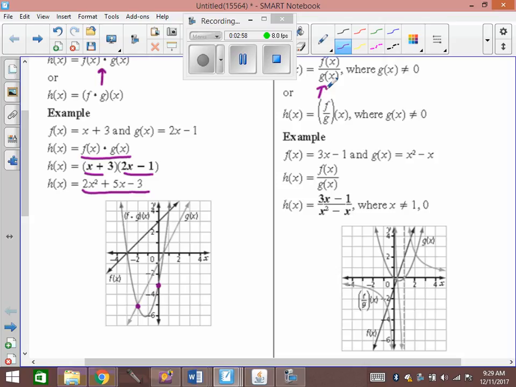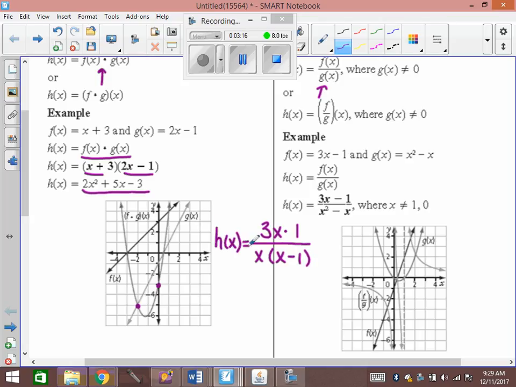What does that look like? That looks like a rational. That's why we do the rational unit before we do this, because you're going to have to be able to draw the rational graph, right? So we have 3x minus 1 in the numerator, and we have x and x minus 1 in the denominator.